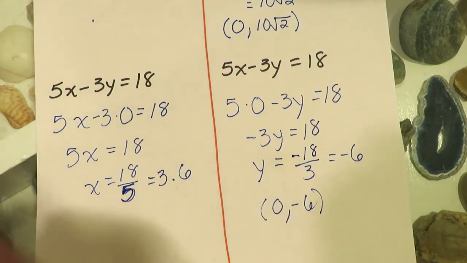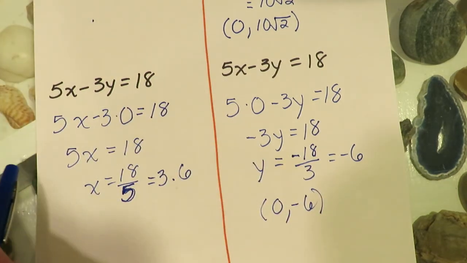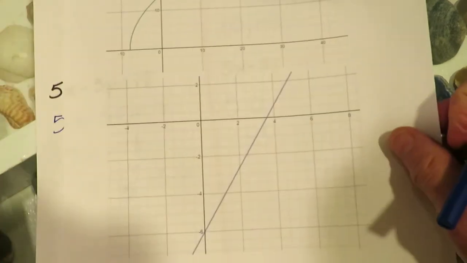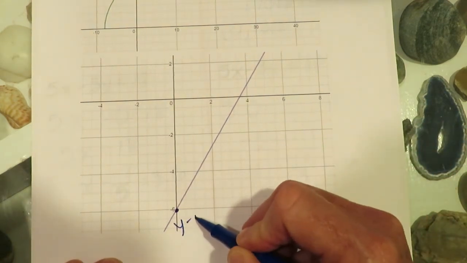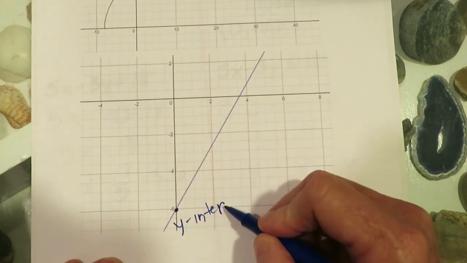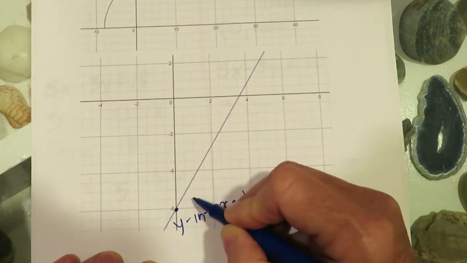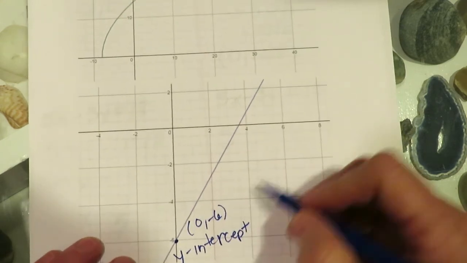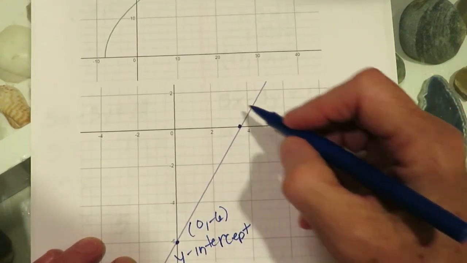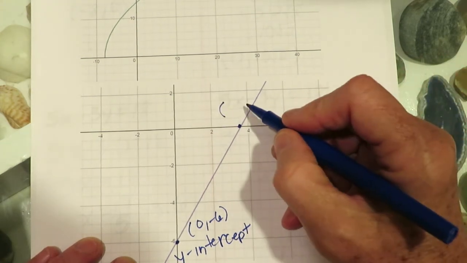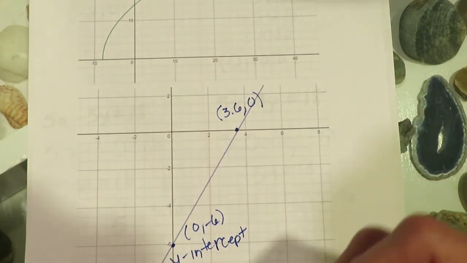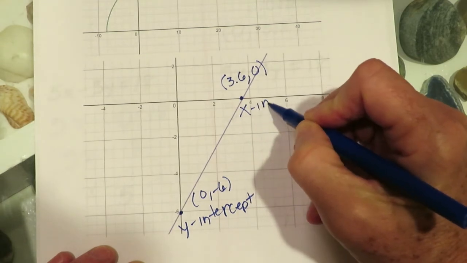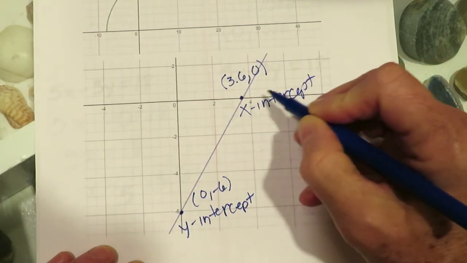And if we looked at that graph, oh, you know what, I guess we don't have that graph, but it's the graph of a line, and, oh, here we go. So here is the y-intercept at the point (0, -6), and here is the x-intercept, and that is at 3.6, or 18/5, and then y is 0. So again, that's the x-intercept because I'm intercepting the x-axis.